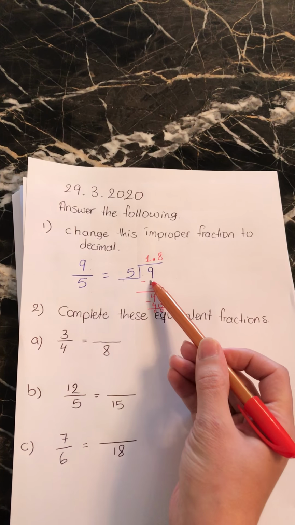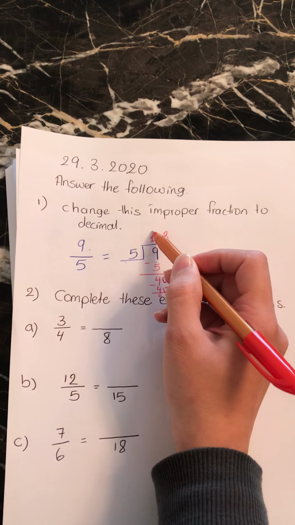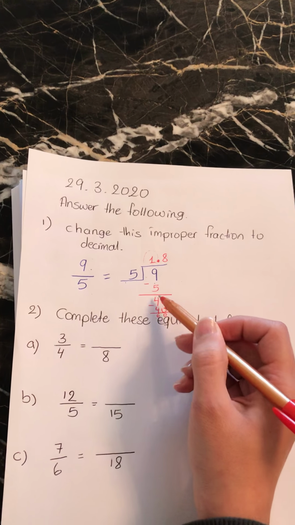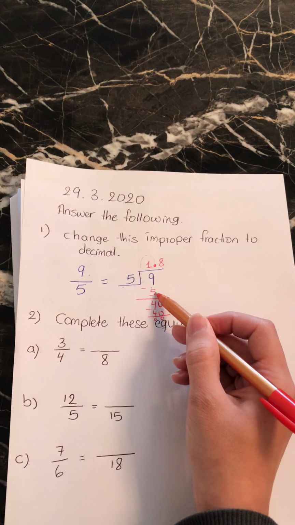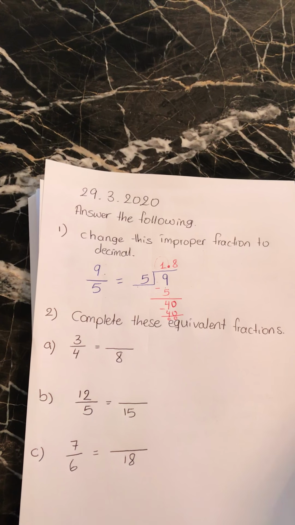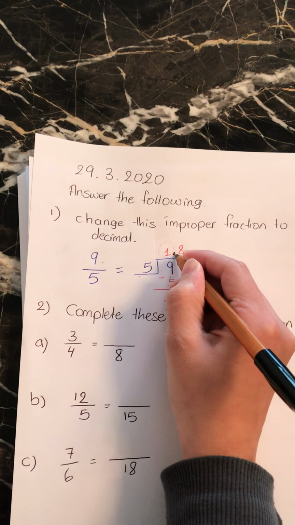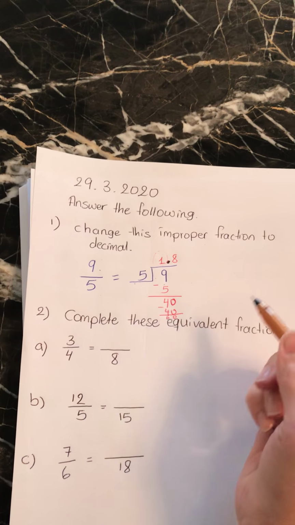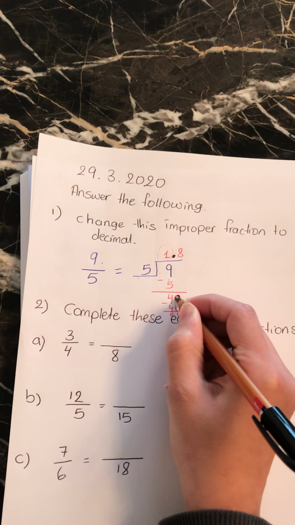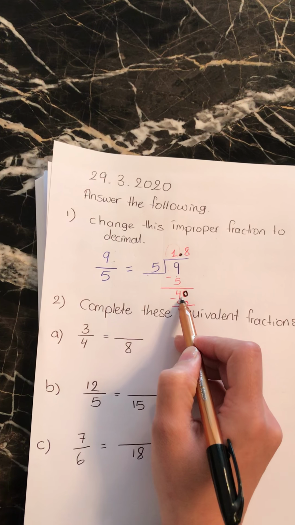Now, in 9, how many 5s do I have? I have 1. 1 times 5 is 5. 9 minus 5 is 4. Now this is our first step. Then we will put the decimal point here, then add a 0 to the 4. The 4 will be 40.